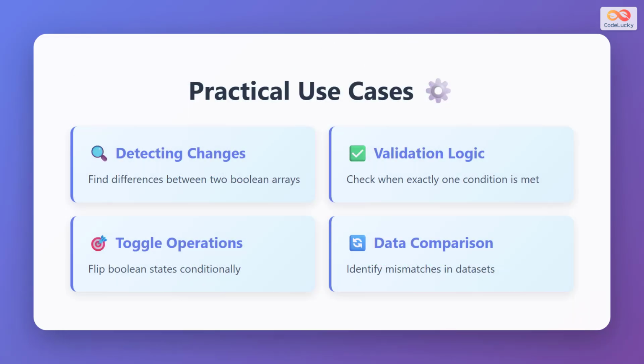Logical XOR has several practical applications in data analysis and programming. First, it's excellent for detecting changes between two Boolean arrays, helping you identify where values differ. Second, it's useful in validation logic when you need to ensure exactly one condition is met, but not both. Third, you can use it for toggle operations to flip Boolean states conditionally. Finally, it's perfect for data comparison tasks, where you need to identify mismatches between datasets.